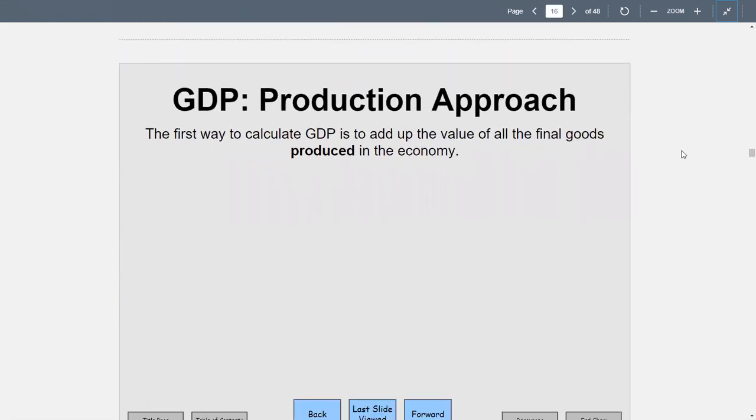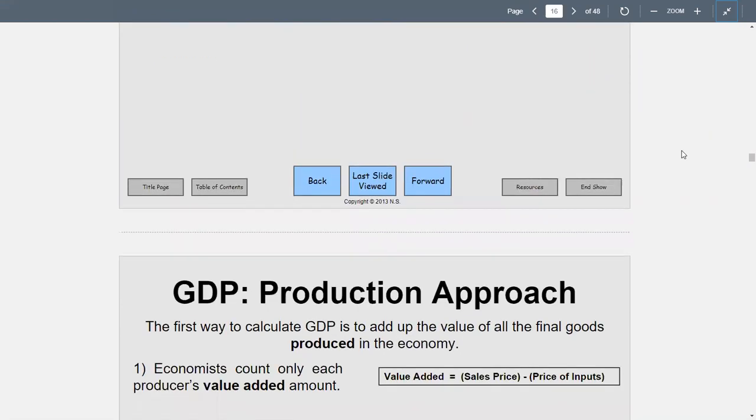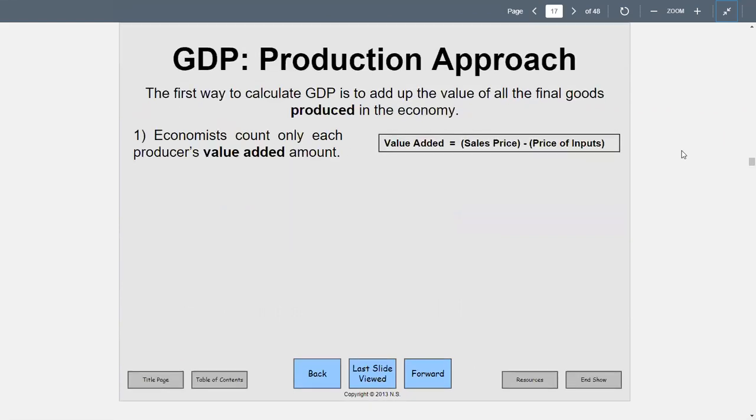The first way to calculate the GDP is to add up the value of all the final goods produced in the economy. Economists only count each producer's value added amount. So your value added is the sales price minus the price of inputs, so how much it costs to make.